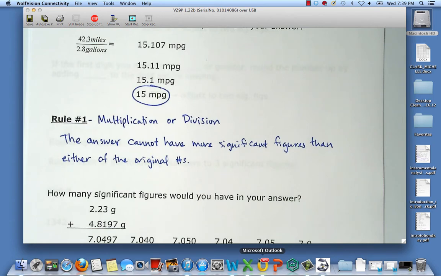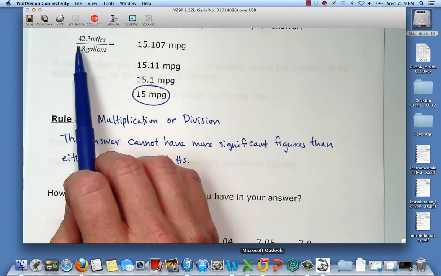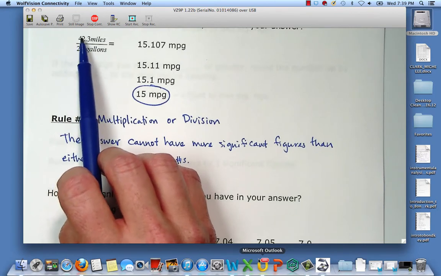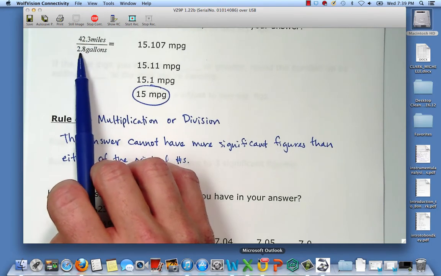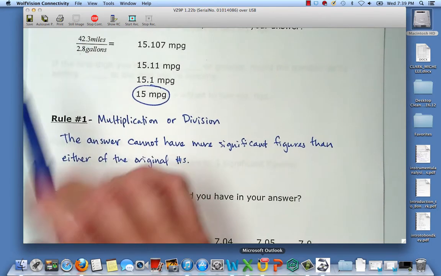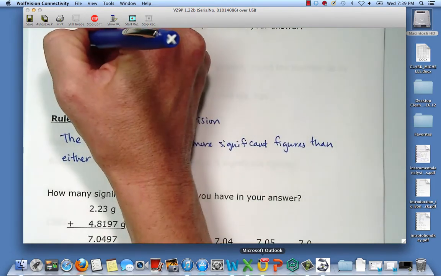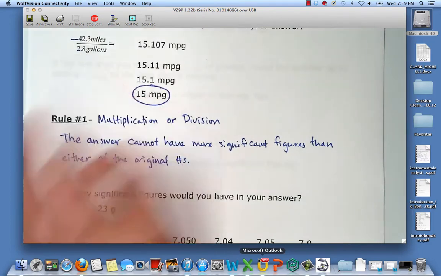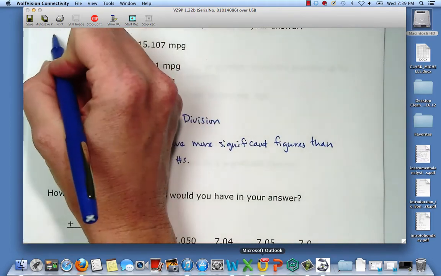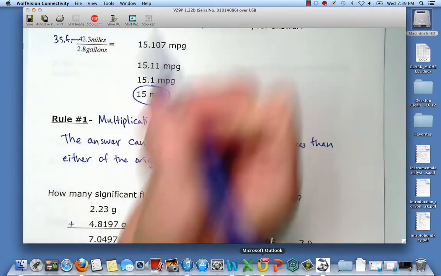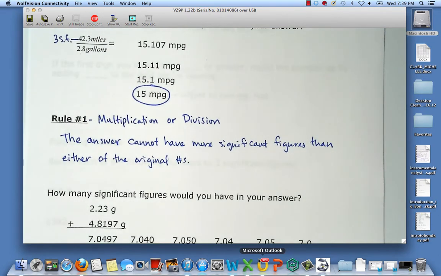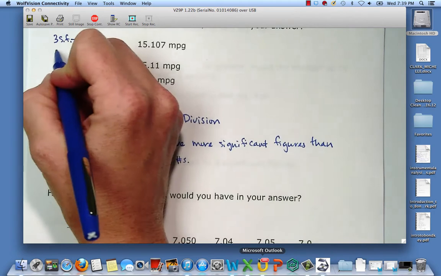So what this means for you is that you need to look at the original numbers, the original calculation. You need to go back to that. So this has how many significant figures? 3 sig figs. 2.8 has how many sig figs? 2.